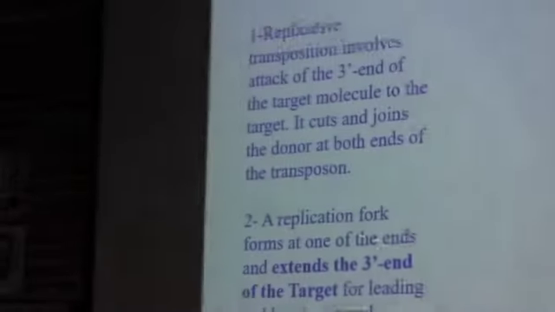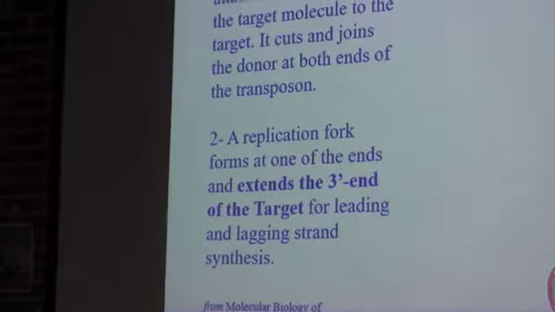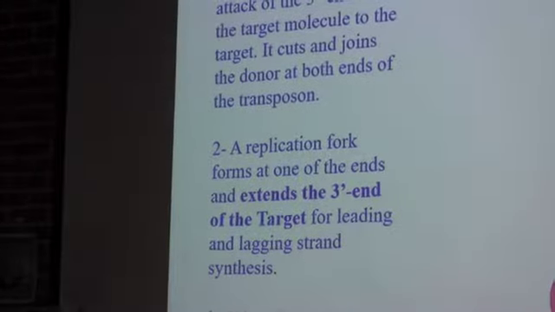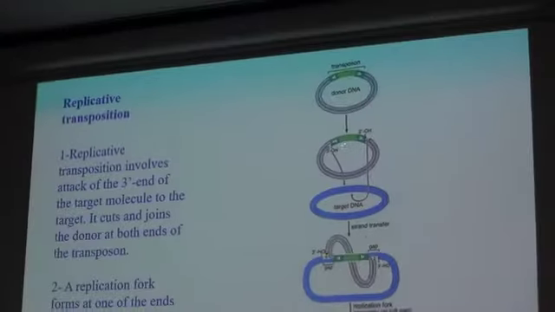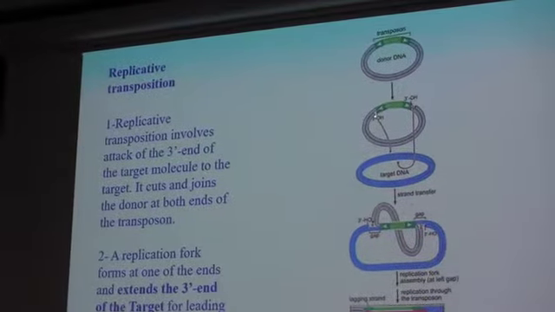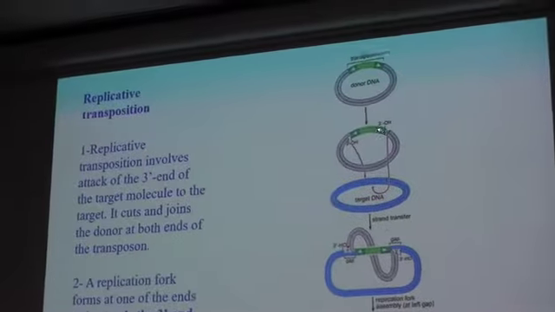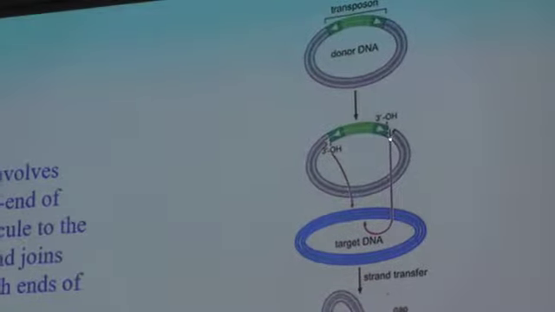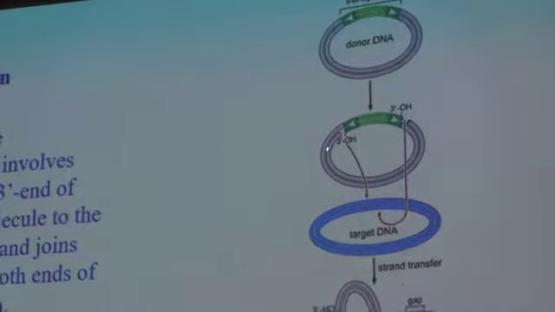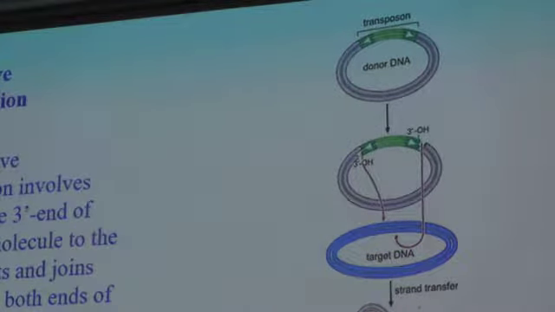Second, the replication fork forms at one of the ends and extends the 3' end of the target for leading and lagging strand synthesis. So here you see it goes in, and you see the connection there. The transposon is directly connected to the target, and that's a 3' end on the target left. And then on this side, it's the other strand of the transposon that joins itself using its 3' end to the target. And you have two gaps here.